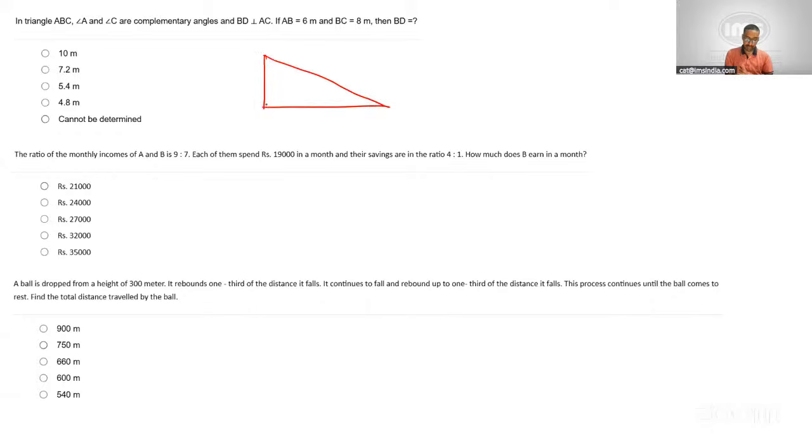Because it's a right angle triangle, Pythagoras, there is some scope. So BAC, let's assume. AB is 6, BC is 8. Okay, I know 3, 4, 5 triplet, so AC has to be 10. BD is perpendicular to AC. That means here is D. Okay, what is BD is the question.